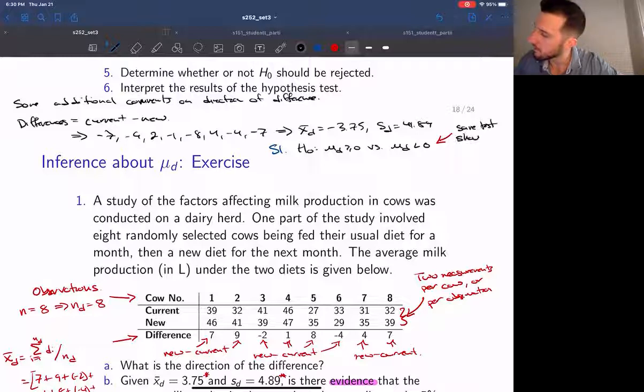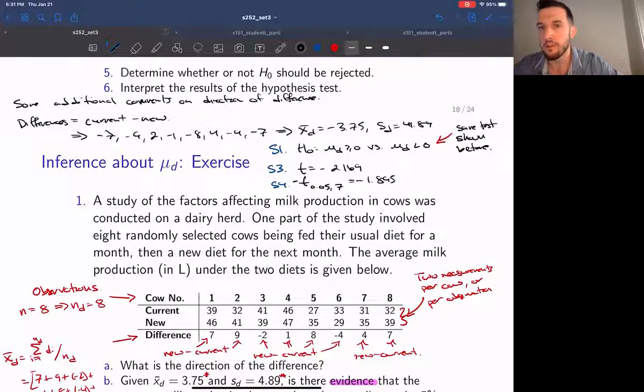So this is the same test shown before. In fact, if you work through the major parts of the test, on step 3, you'll see the test statistic now is simply negative 2.169. Okay, so the direction is flipped. And on step 4, the critical value, so the t on 0.05 comma 7, which is now a negative t, is just negative 1.895. So we are still in the rejection region, so we would still reject.